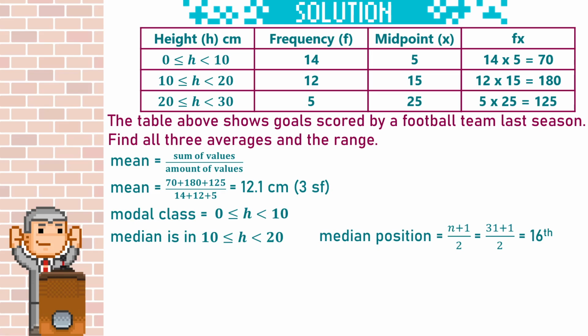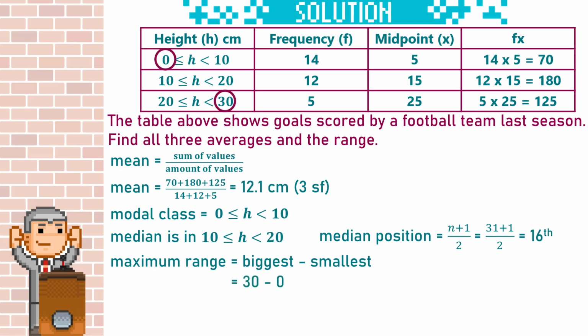We can't find the range, but we can find the maximum range by finding the largest number that could have been in our raw data and subtracting the smallest number that also could have been in our raw data. So in our example, that is going to be the 30, which is the biggest, and 0, which is the smallest. 30 take away 0 is going to be 30.